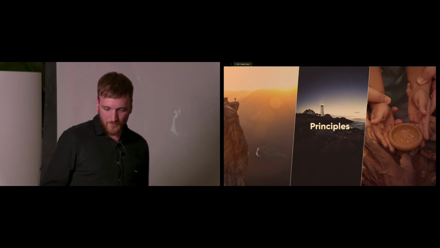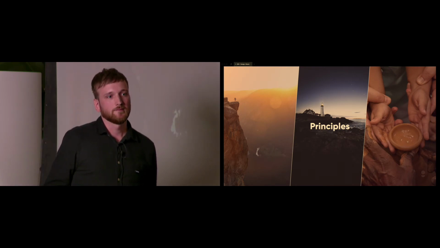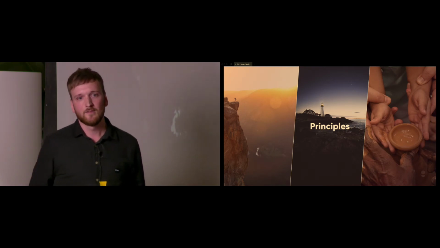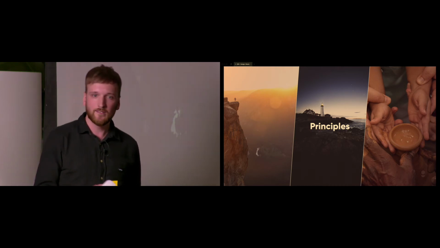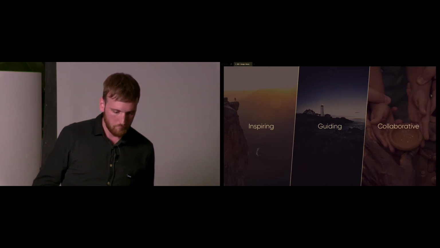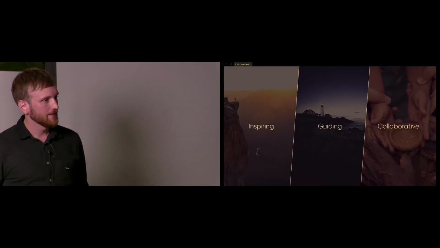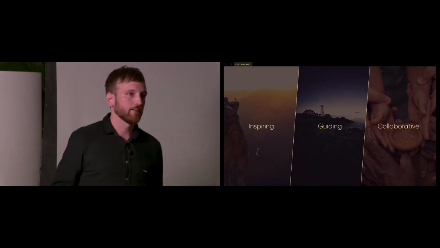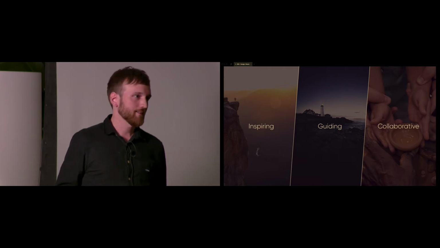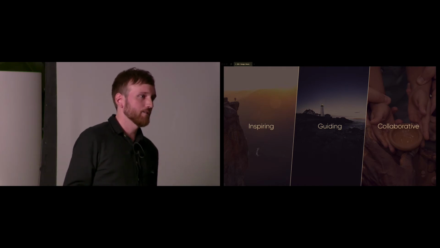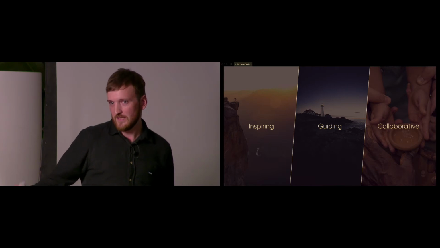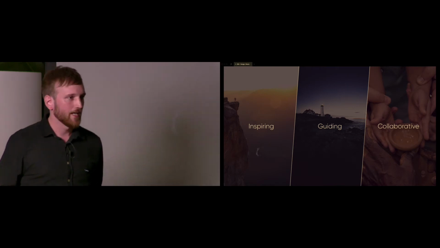In design, we use design principles. They are the foundation of the decisions we make during the process. For example, it could be inspiring, guiding, and collaborative. That's what we base our decisions on. Do we go this way or that way? It has to be inspiring, so we go this way.